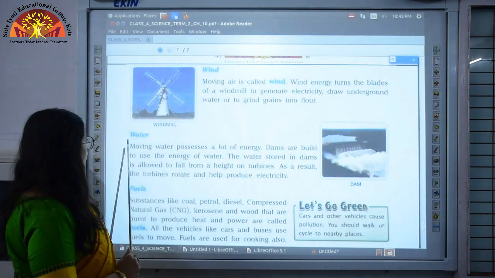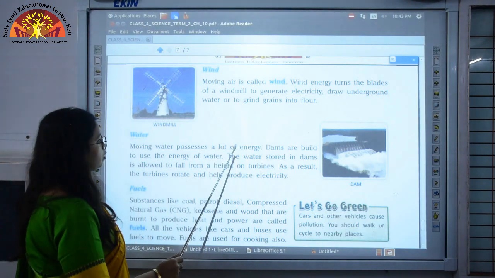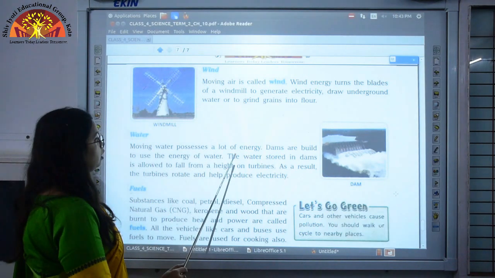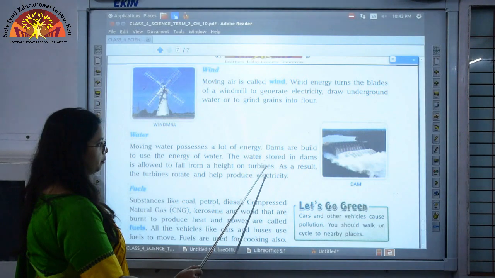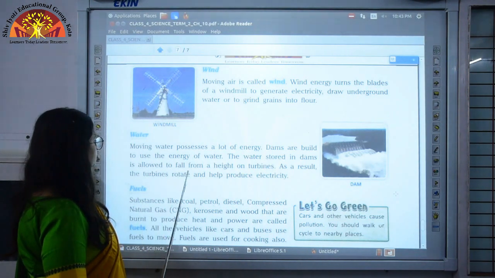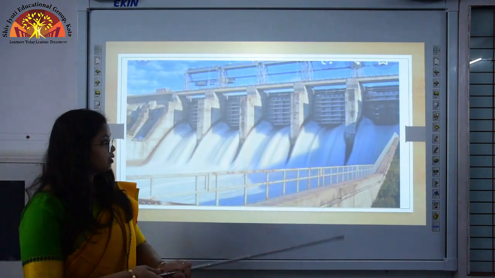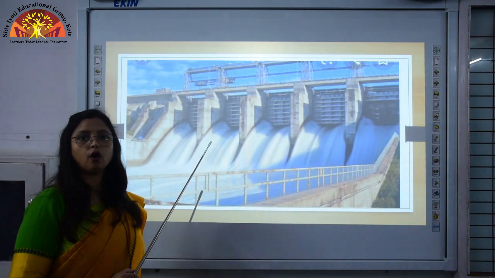Now another source of energy here is water. Moving water possesses a lot of energy. Dams are built to use the energy of water. The water stored in dams is allowed to fall from a height on turbines. As a result, the turbines rotate and help to produce electricity. So children, here water is also another powerful form of energy.